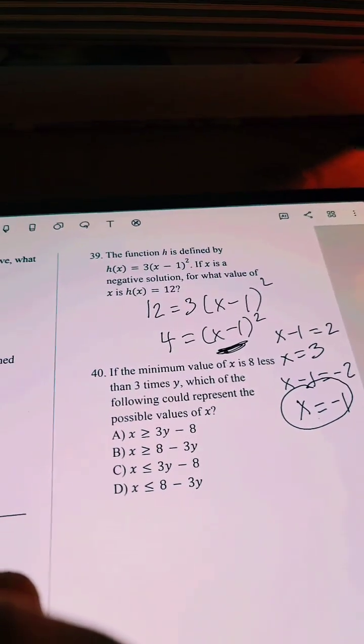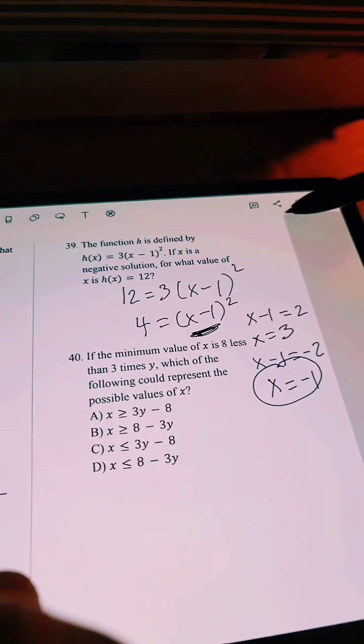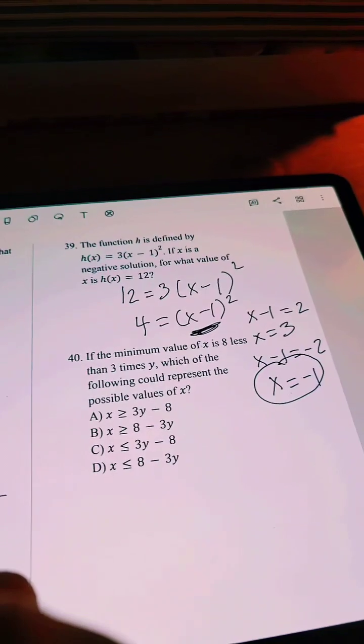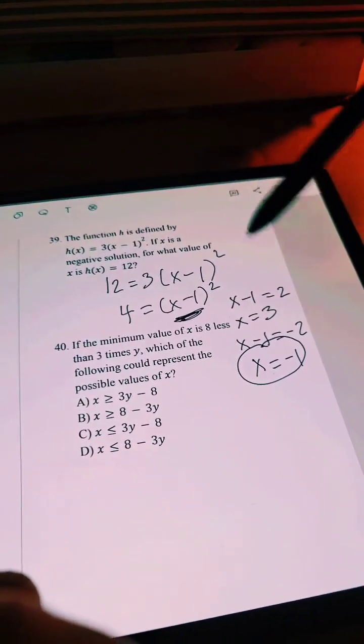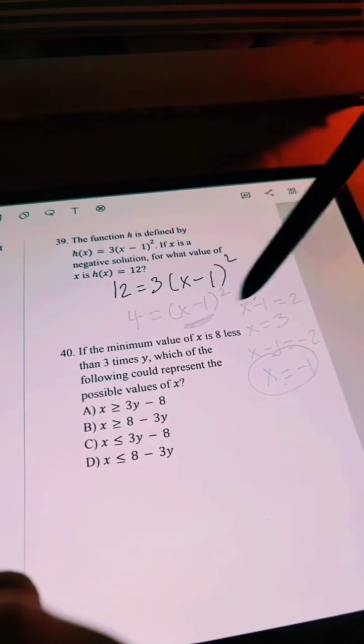Now, you might not be used to this because on the paper version that everyone's used to, they used to say you can't have negative free response answers for the SAT, but now you can. Now they're allowing that. So that's totally fine. If you get a negative answer, don't be thrown off by that.